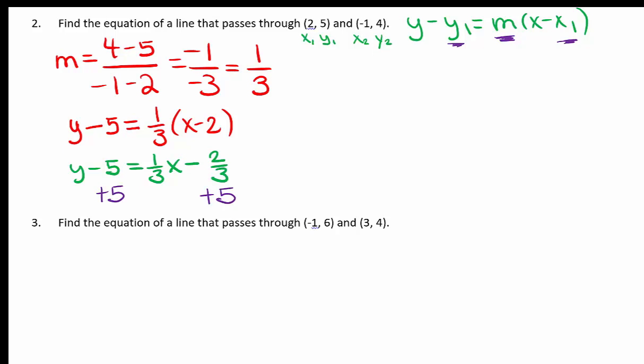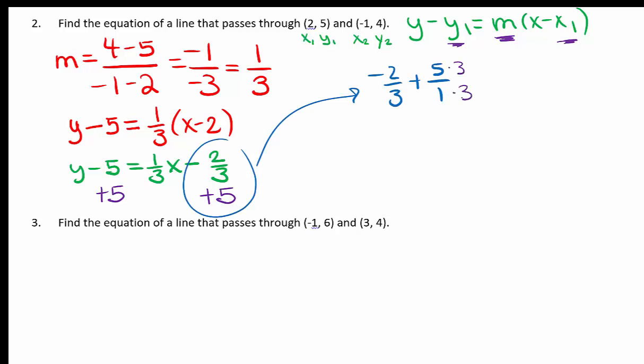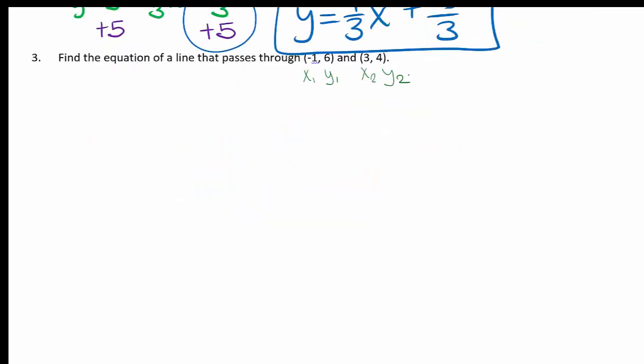And to finish, I'll add the 5. -2/3 plus 5 over 1. I'm going to need a common denominator to do that. -2/3 plus 15/3 is 13/3. So my final answer would be y equals 1/3 x plus 13/3.